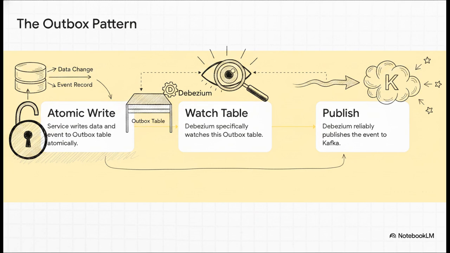Instead of trying to update the database and ping Kafka directly from the application, the service writes its data change and a corresponding event record into a local outbox table within the exact same database transaction. They succeed or fail together atomically. Debezium simply watches this outbox table. When it sees a new entry, it reliably publishes that event to Kafka. Just like that, we've turned a highly failure-prone distributed systems problem into a perfectly safe, single database local transaction.